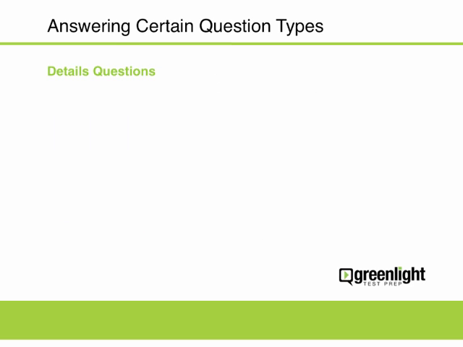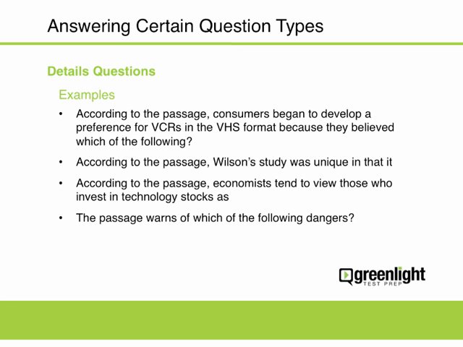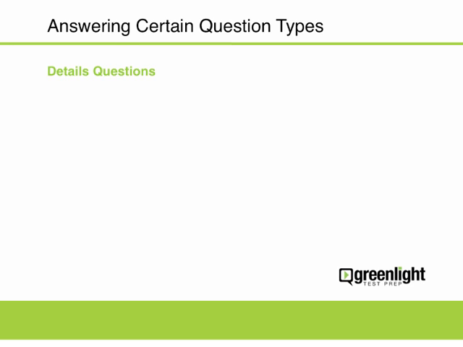Okay, now let's examine some strategies to consider when tackling details questions. These are questions that look something like this. As you can see, details questions refer to very specific information from the passage. Now if you're lucky, you may actually remember the specifics necessary to answer a details question, especially if you fully engaged in the passage while reading. If that's the case, simply answer the question and move on.